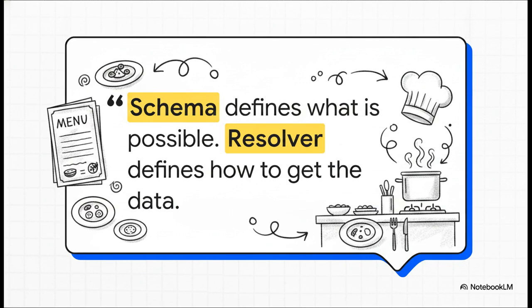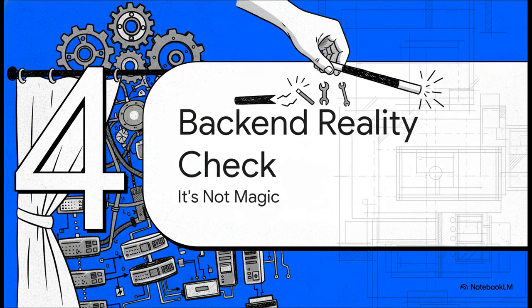Think of the schema as your menu, telling the front-end developers exactly what they can order. The resolvers, those are the chefs in the kitchen, actually cooking up the data and putting it on the plate. All right, time for Section 4, the back-end reality check. Because guys, it's not magic, it is engineering.